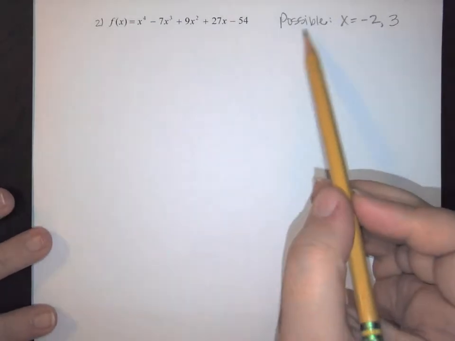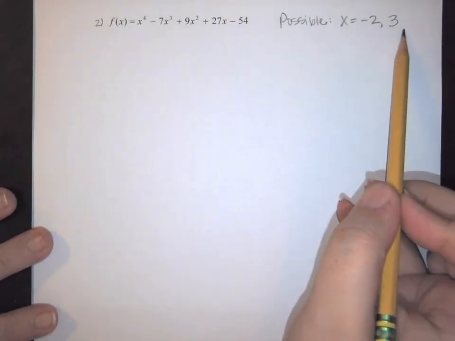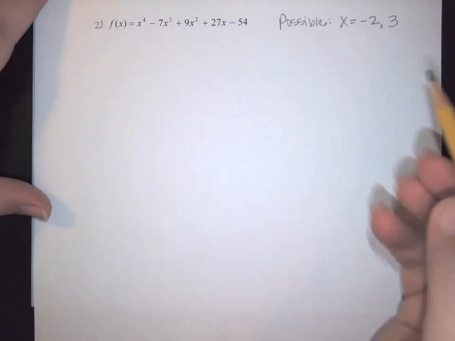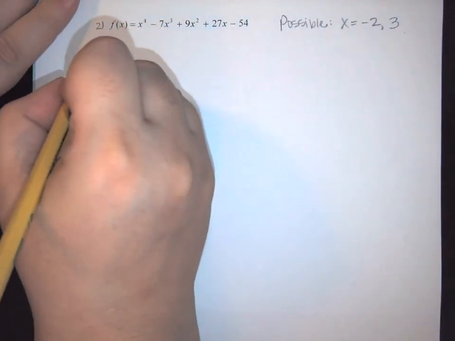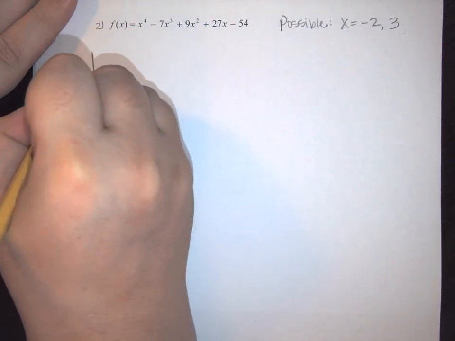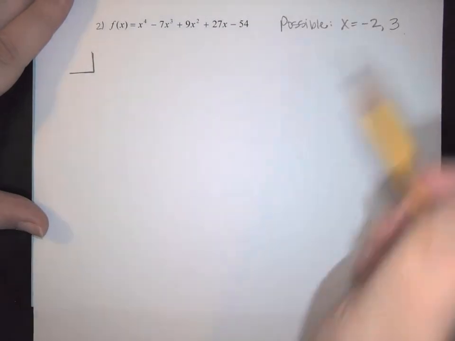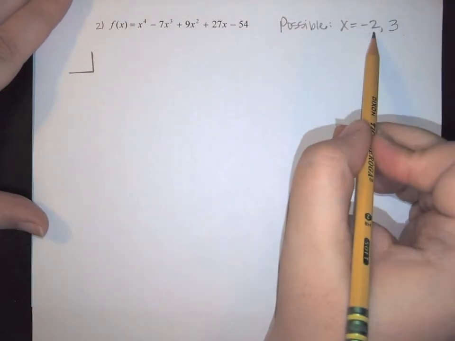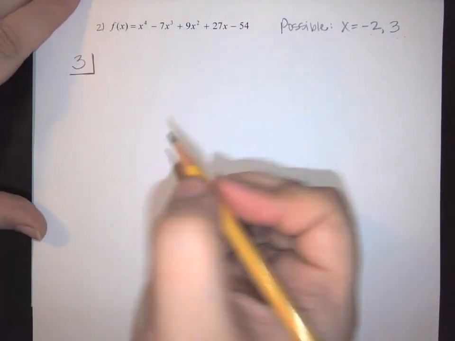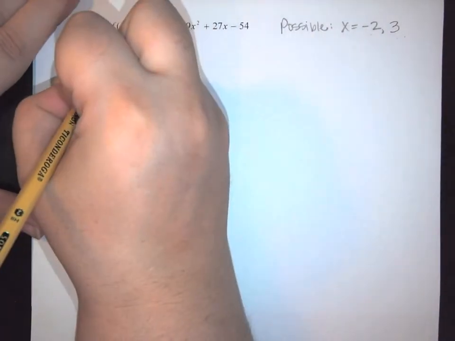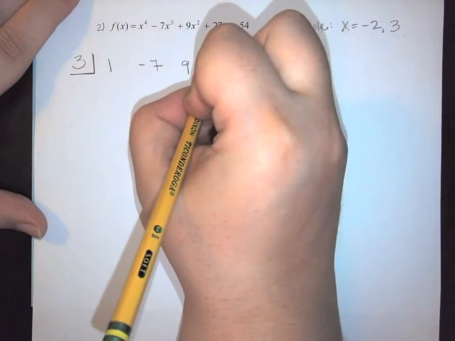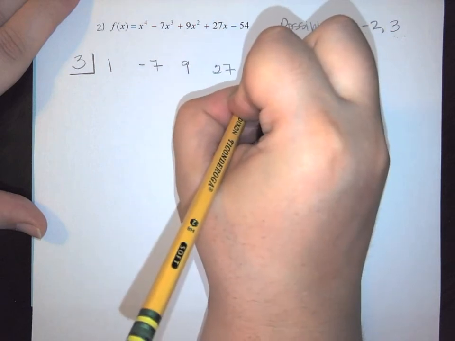And we have 2 different zeros here that we can check as potential possibilities. So, first and foremost, we can decide which 0 you want to work with. Now, I'm pretty sure that this -2 is going to be a 0, but I'm curious to know what's happening at 3, so I would start with that. And again, pull your coefficients. So I have 1, -7, 9, 27, -54.